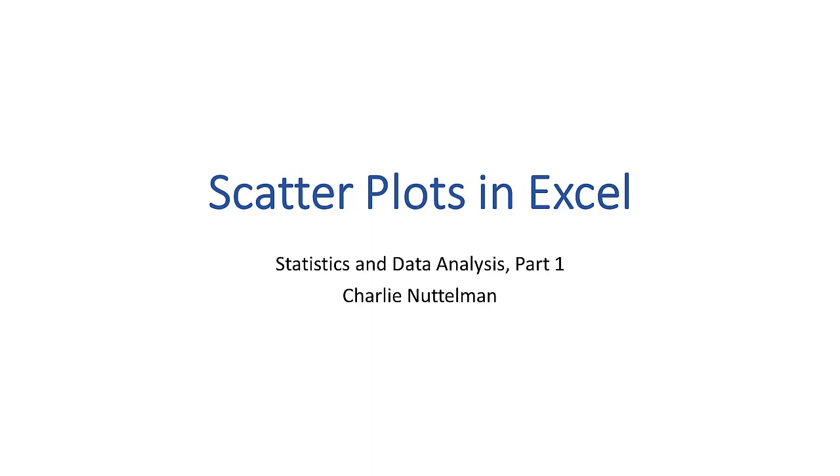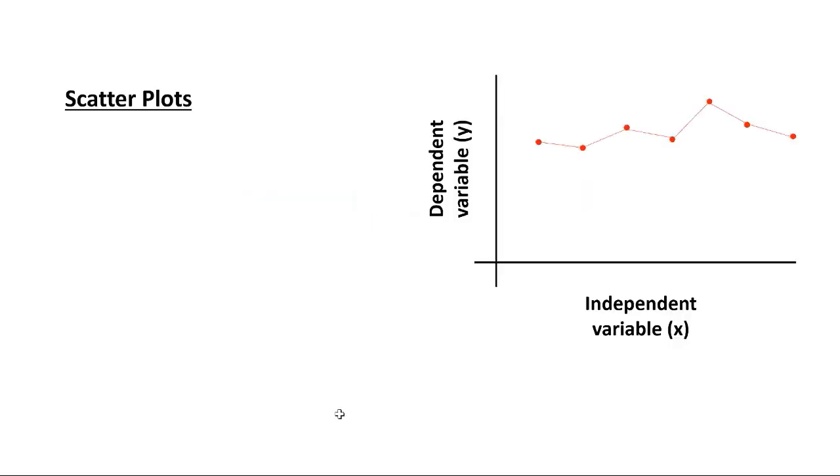In this screencast, I'm going to show you how to make scatter plots in Excel. These are good ways to visualize data. In a scatter plot, we have an independent variable. A lot of times we call that X, that kind of goes on this horizontal axis. And then we have the dependent variable. Oftentimes we call this Y, that goes on the vertical axis.